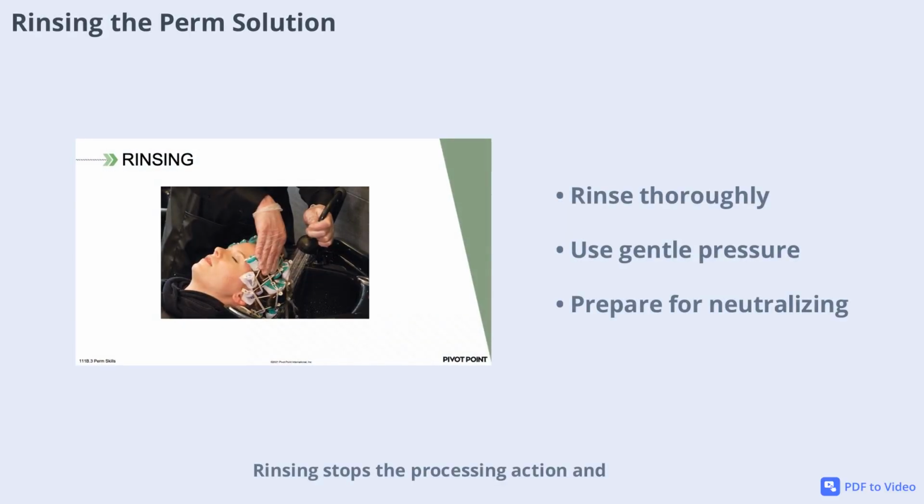Rinsing stops the processing action and removes all perm solution before neutralizing. Use gentle water pressure to avoid disturbing the hair on the rods. Thorough rinsing is essential for healthy, consistent curls and prepares the hair for the next phase.